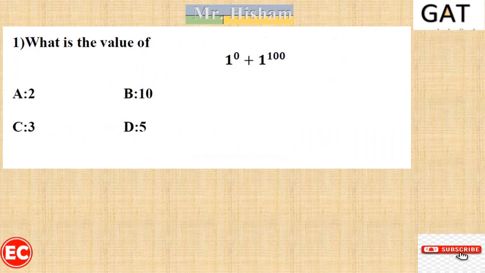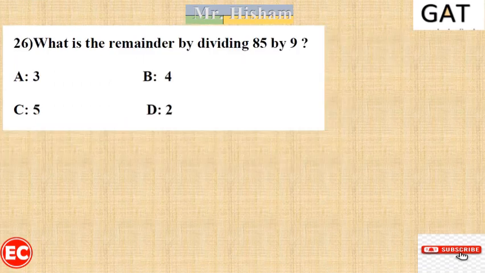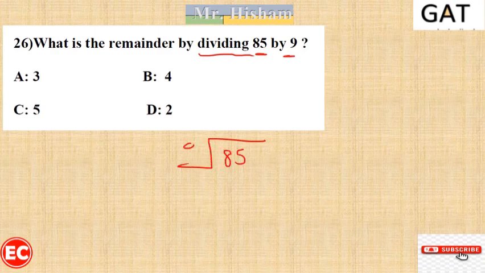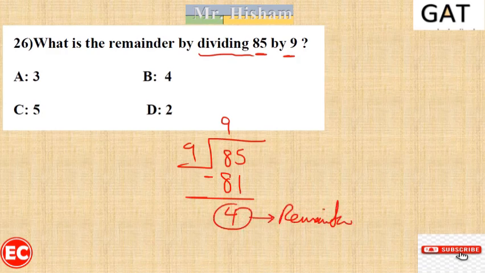Question number 26. What is the remainder by dividing 85 by 9? You can use the old method of division. 85 divided by 9, the nearest number is 9, because 9 by 9 is 81. After subtraction, the remainder is 4. Or if you know that 81 is equal to 9 by 9, then from 81 to 85, the difference is 4.